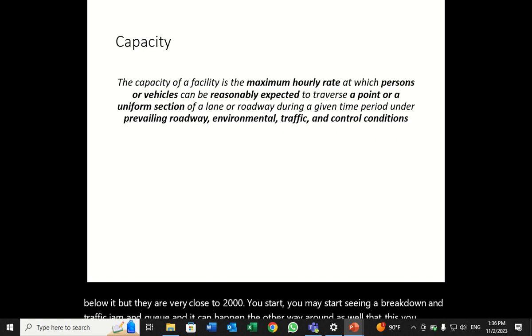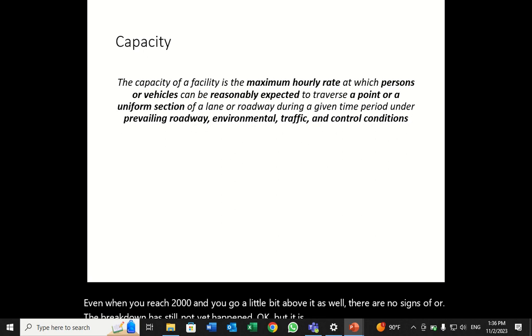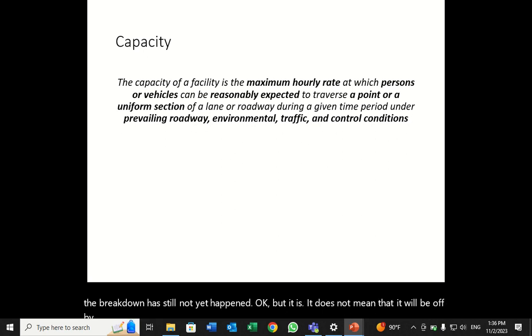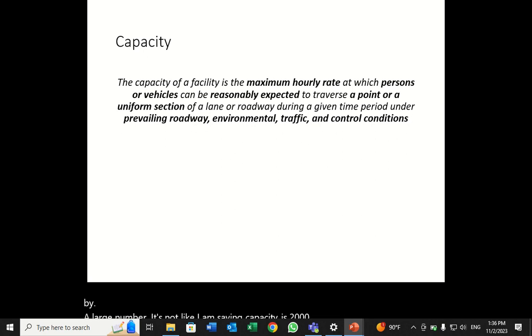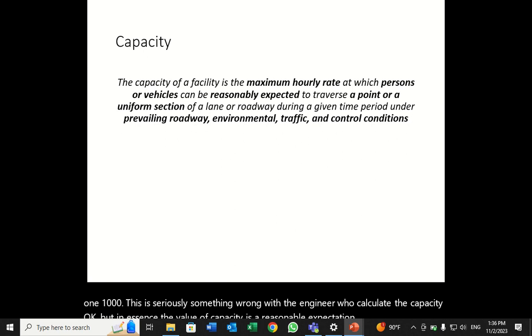Even when you reach 2000 and you go a little bit above it, still there are no signs of the breakdown, the breakdown has still not yet happened. Okay, but it does not mean that it will be off by a large number. It's not like I'm saying capacity is 2000 and I start having breakdown at 1000. This is seriously something wrong with the engineer who calculated the capacity. Okay, but in essence the value of capacity is a reasonable expectation according to the design of the road.